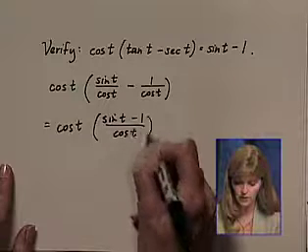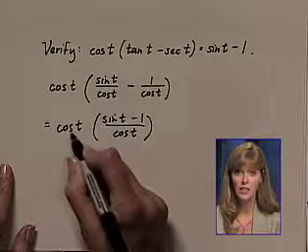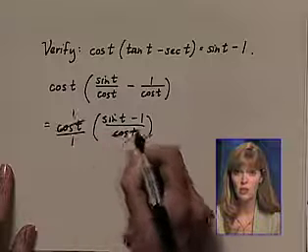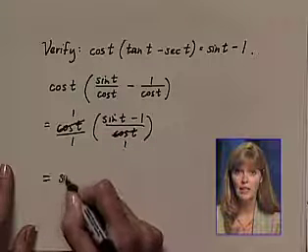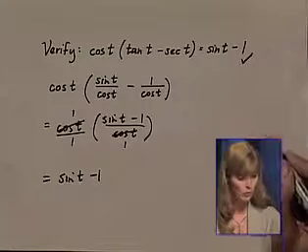cosine of t. Next, we can multiply by cosine t, and notice that this ends up being a common factor to the numerator and denominator, so we can cancel that common factor. And we come up with sine of t minus 1, which is where we were trying to go.